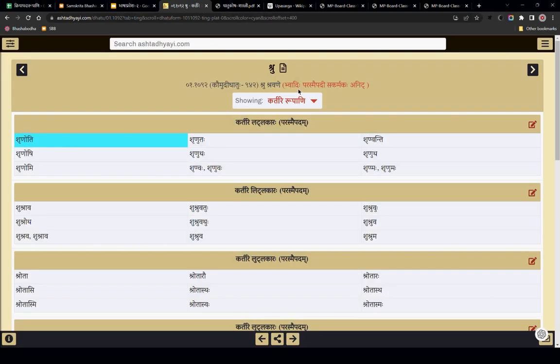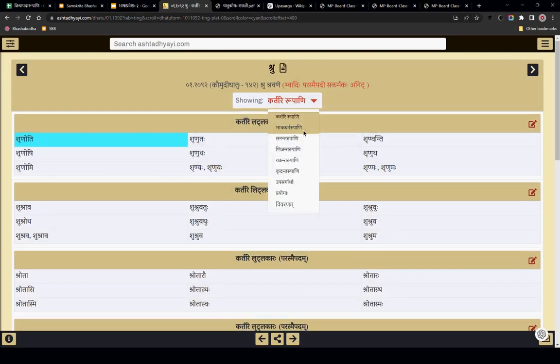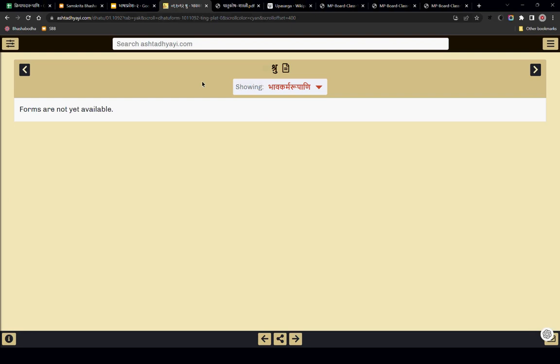So this where it says bhava karma rupani, because it could be bhave or karmani prayoga, based on whether the dhatu is sakarmaka dhatu or akarmaka dhatu. For example, shru dhatu. Is shru dhatu akarmaka or sakarmaka? Sakarmaka dhatu, because it needs the karma pada. Yatha aham gitam shrunomi, etc. In that case, if it is converted into karmani, it's called karmani prayoga.